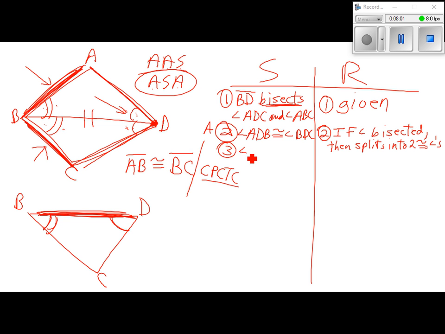Down here on the other end, angle ABD is also congruent to angle CBD. How do we know that those two angles were congruent?